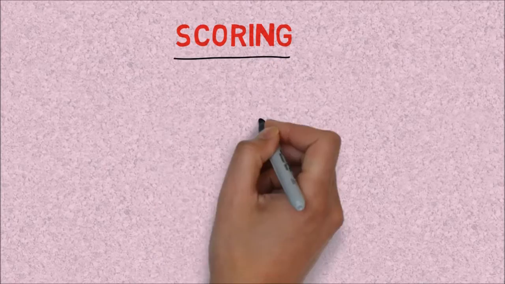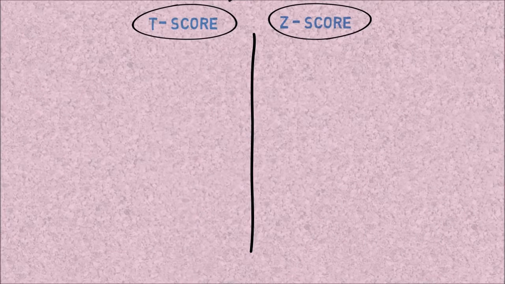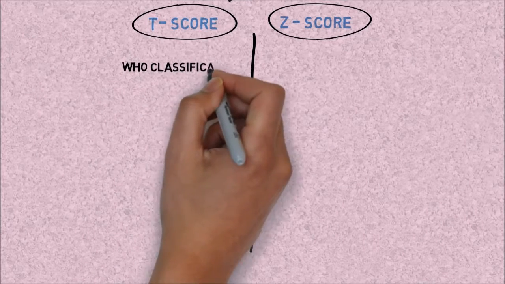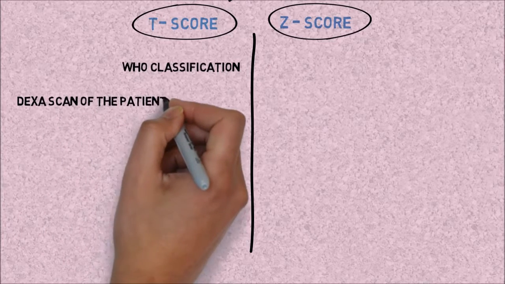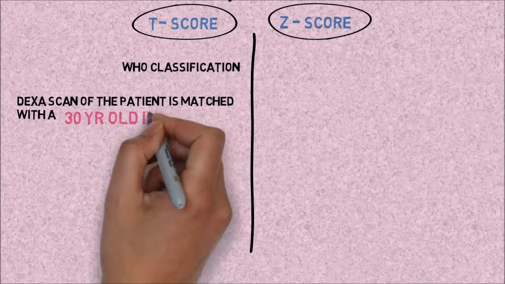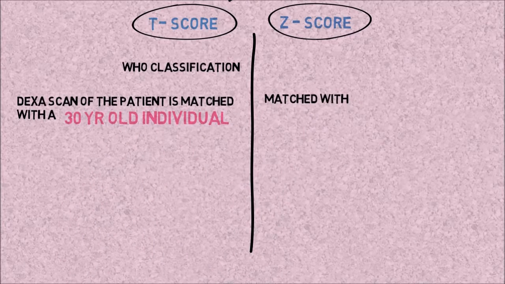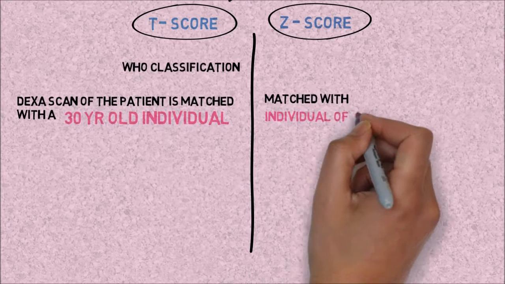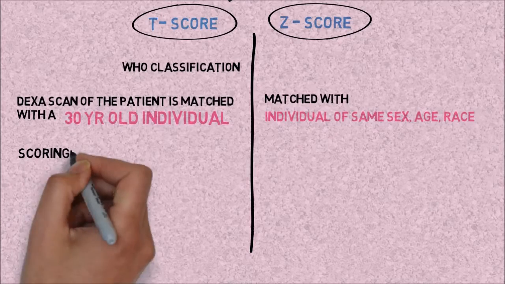Now scoring can be of two types, the T-score and the Z-score. The T-score is used in WHO classification where the DEXA scan of the patient is matched with a 30-year-old individual. In Z-score, the DEXA scan of the patient is matched with an individual of the same age, sex, and race.